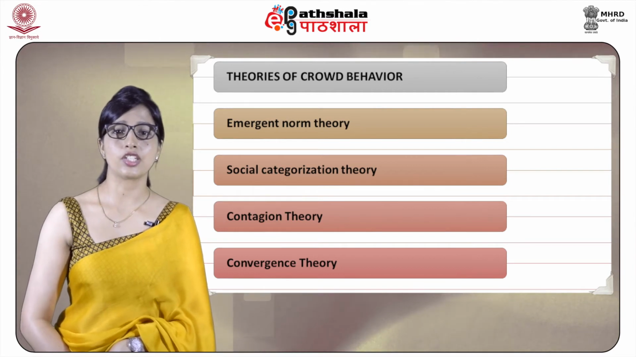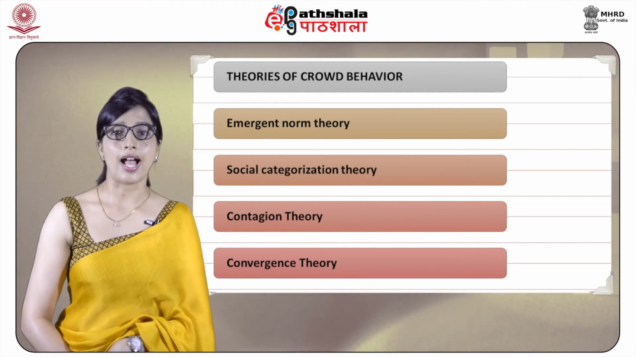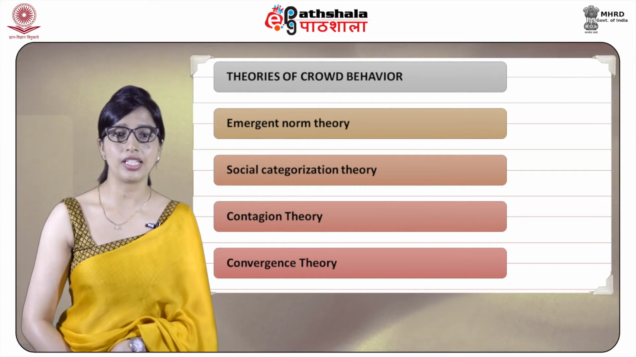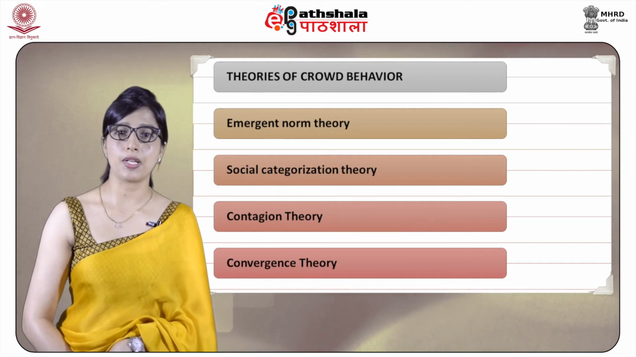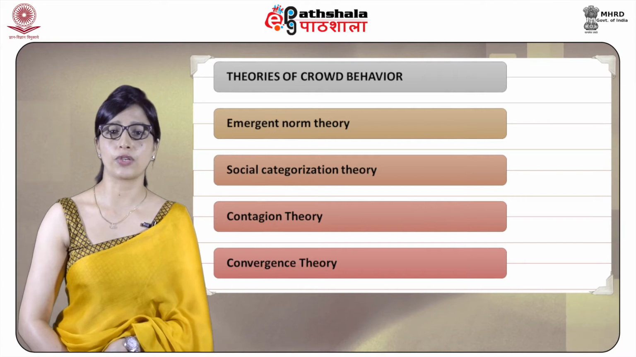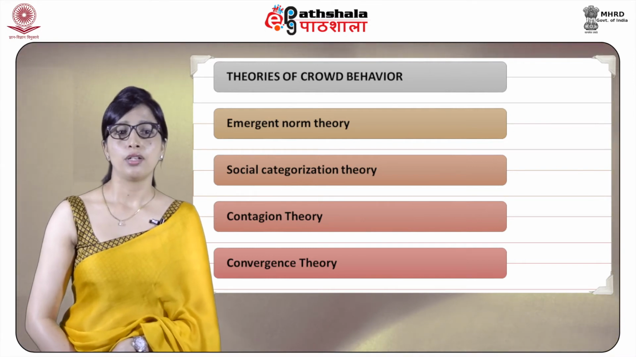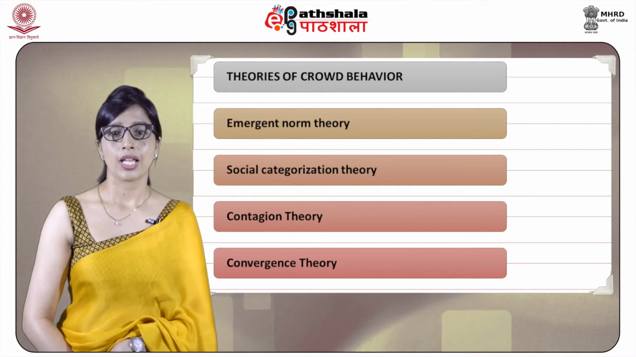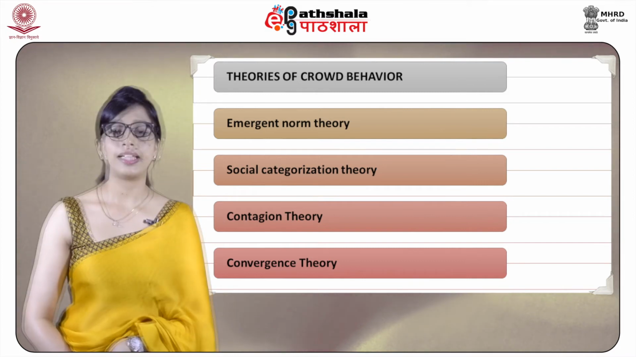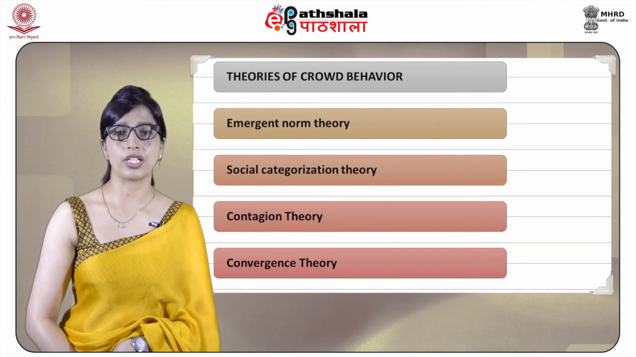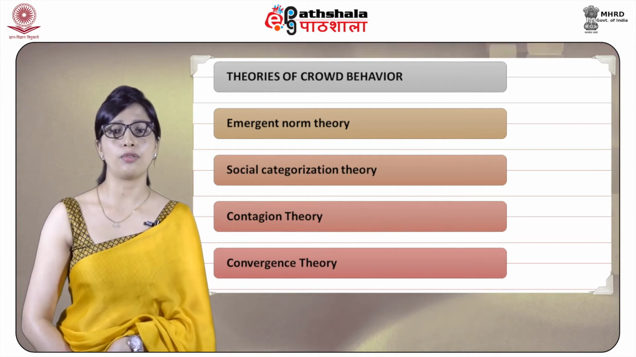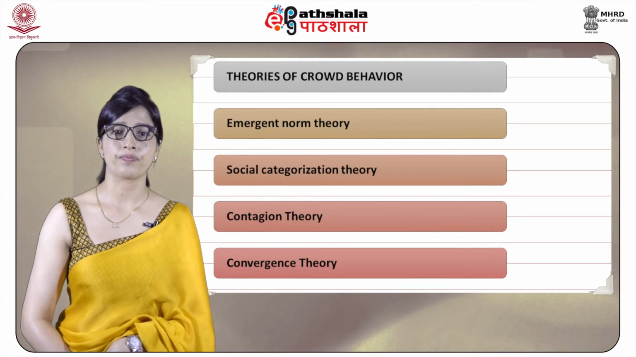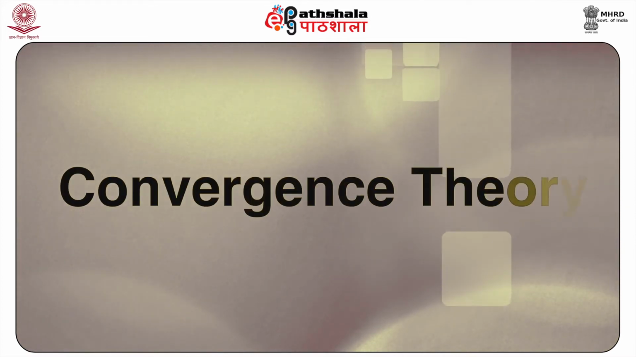Contagion theory assumes that people in a crowd act emotionally and irrationally because they come under the influence of the crowd's impulses. The views of contagion theory were popular well into the 20th century, but scholars came to believe that collective behavior is much more rational than Le Bon thought, and also that individuals are not controlled by crowd influences as he thought. Next theory is convergence theory.